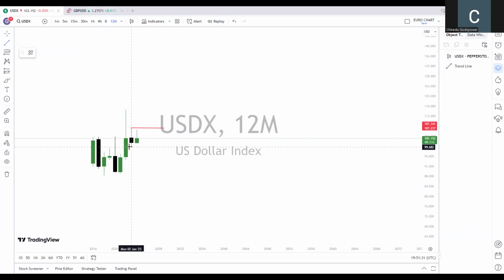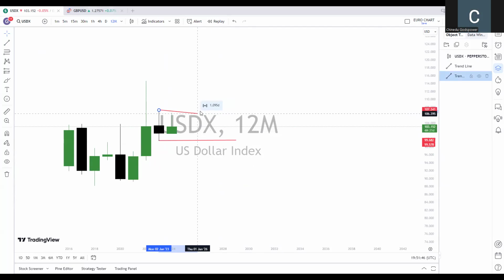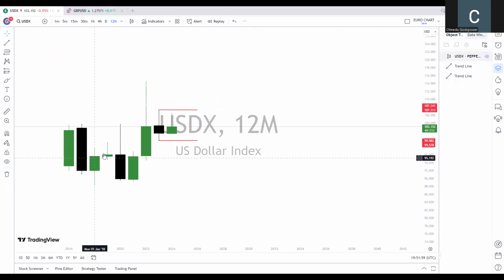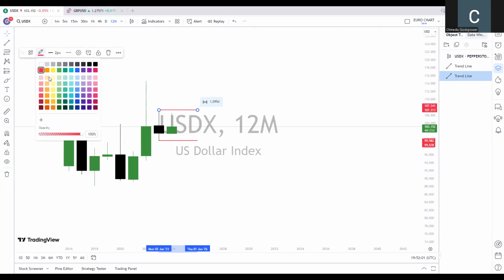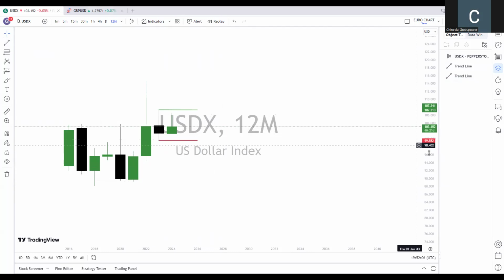As we normally would, we'd always start off by marking the previous year's highs and lows. This is all for technical analysis. This is how you trade.